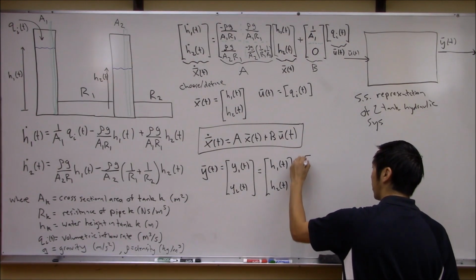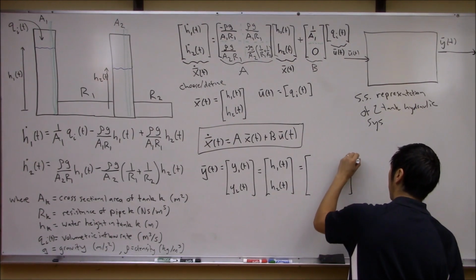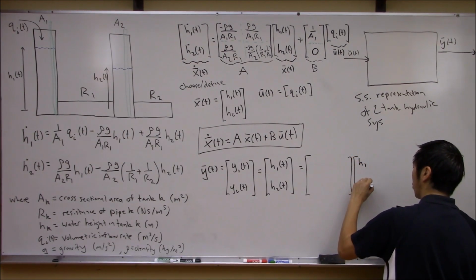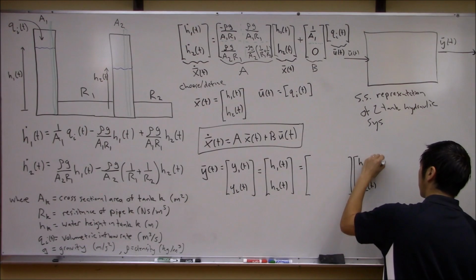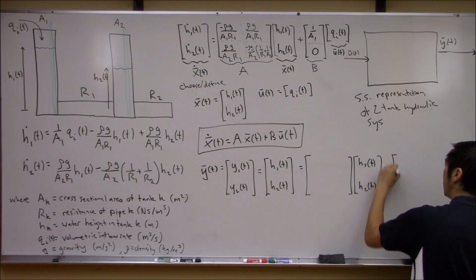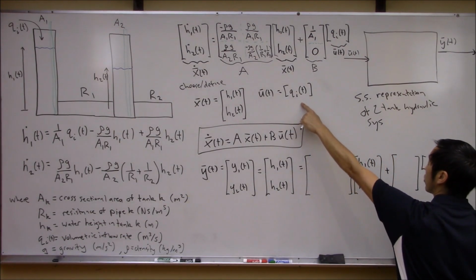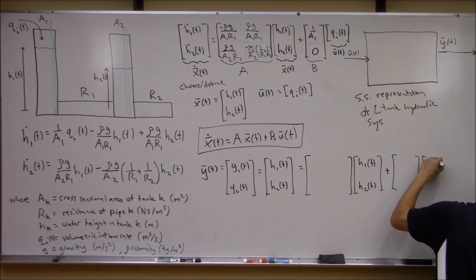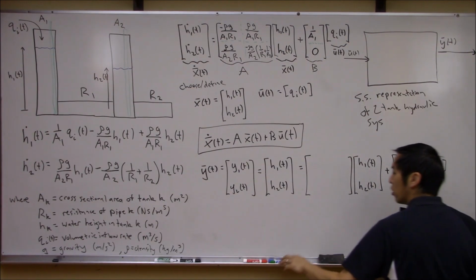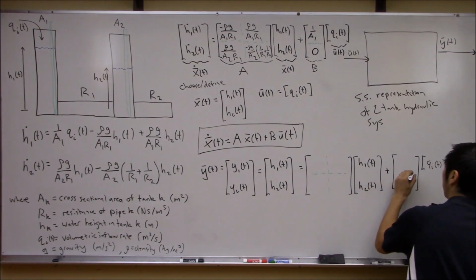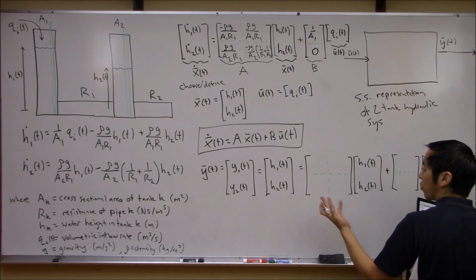I want it to look like a C matrix times x. What do we say x was? X is H1, H2, plus a D matrix times U, and U in our case was just Qi, the volumetric flow rate in. So again, you see this is really interesting. This is a really simple expression.